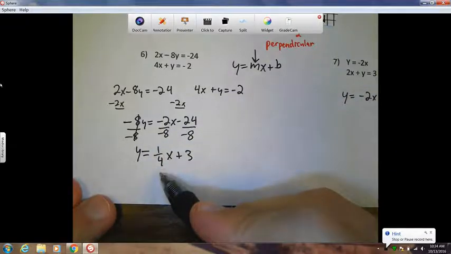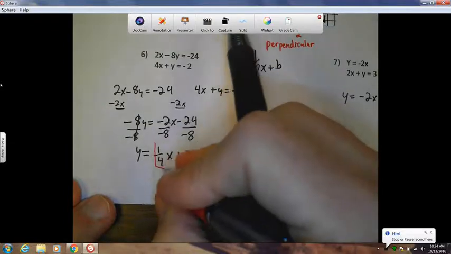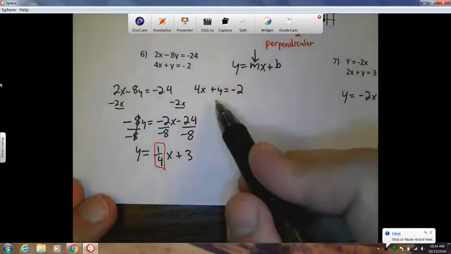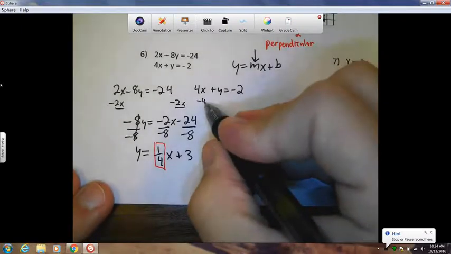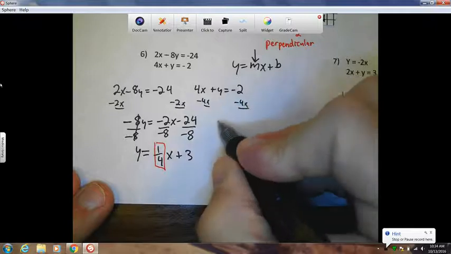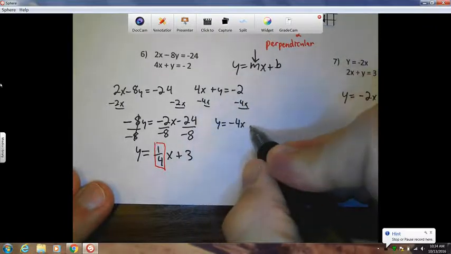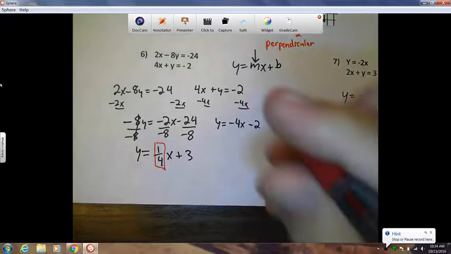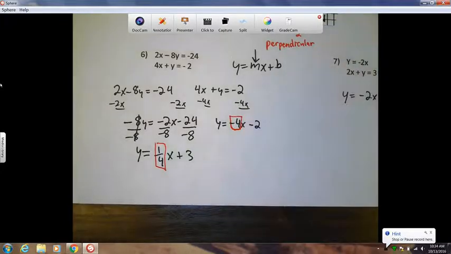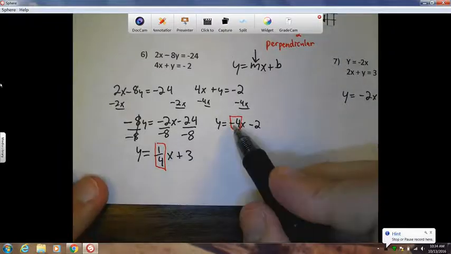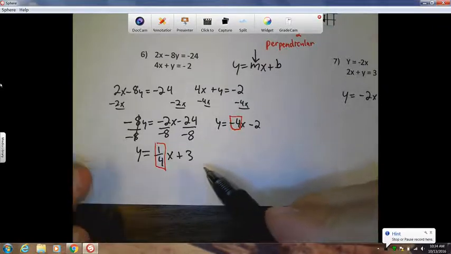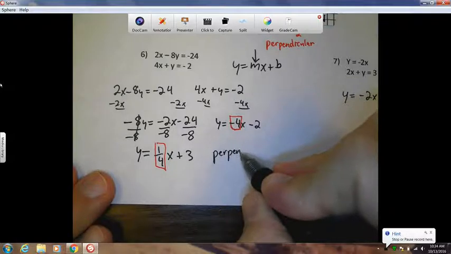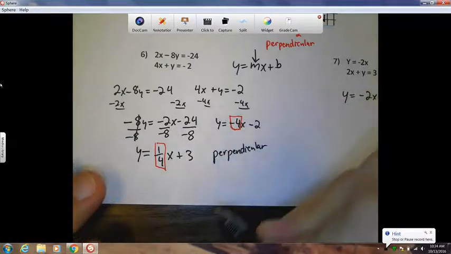Over here, let's look at the slope. I have an x on this side, so I need to subtract 4x. Y is equal to negative 4x minus 2. So there's my slope. Are these the same? No, they're not parallel. Are they opposite reciprocals? Yes, so they are perpendicular. Find the slope, see if it's parallel, perpendicular, or neither. See if it's the same. See if it's opposite reciprocals.